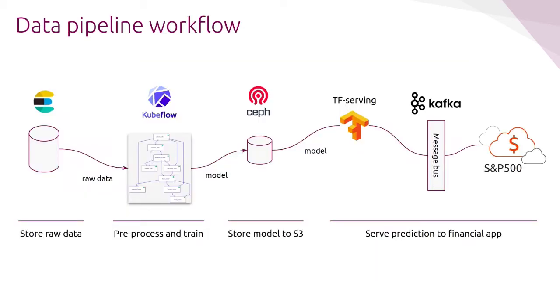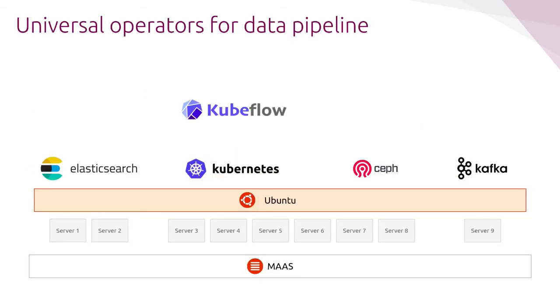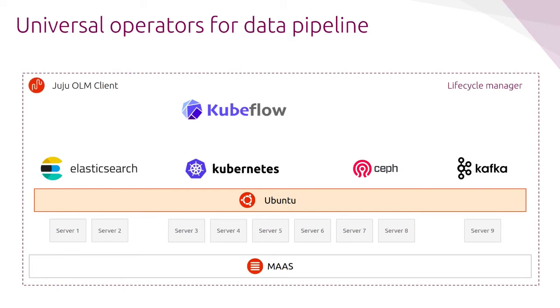Here's an example of a data science pipeline that predicts what will happen in the S&P 500 stock market index. The workflow consists of collecting and storing raw data using Elasticsearch, building and training AI models using Kubeflow, storing the results in Ceph, and distributing the AI model with TensorFlow and Kafka. Juju facilitates the lifecycle management of both infrastructure and applications. In this demo, we will start by deploying the operators on top of bare metal and then on top of containers.